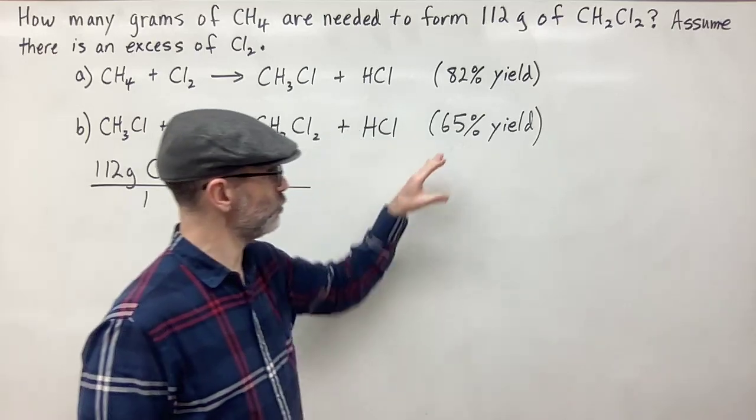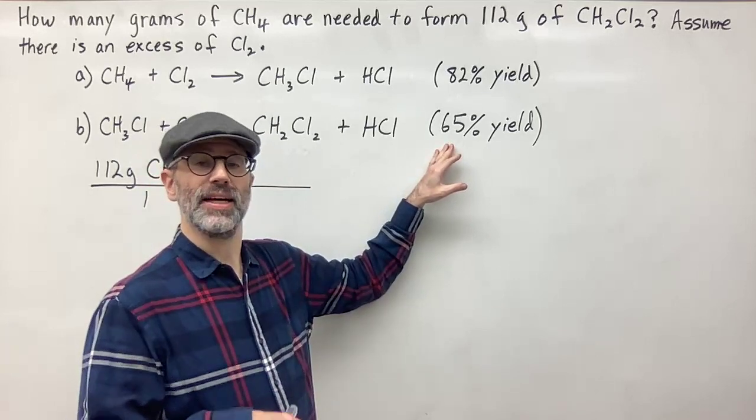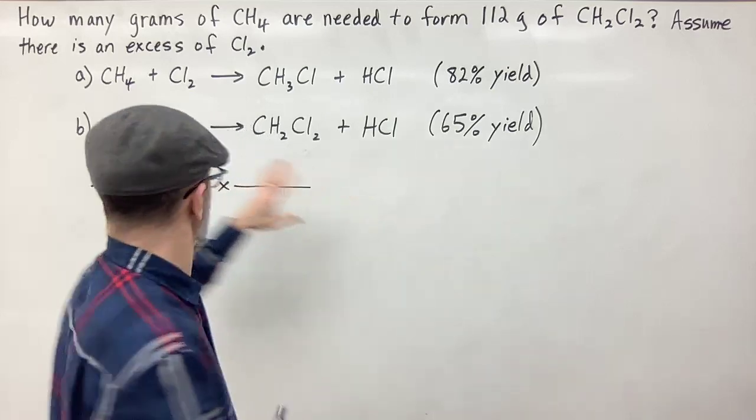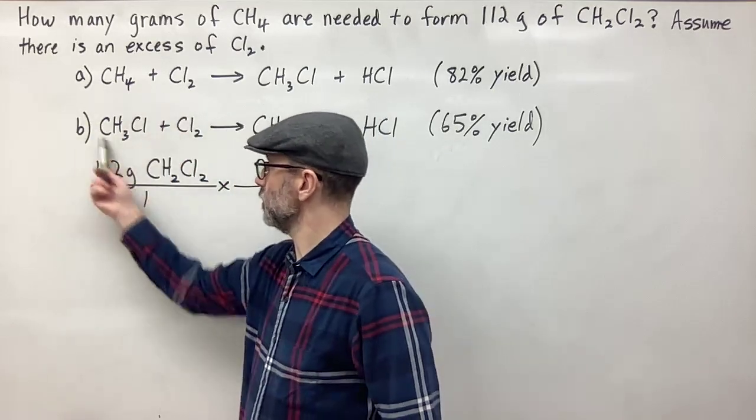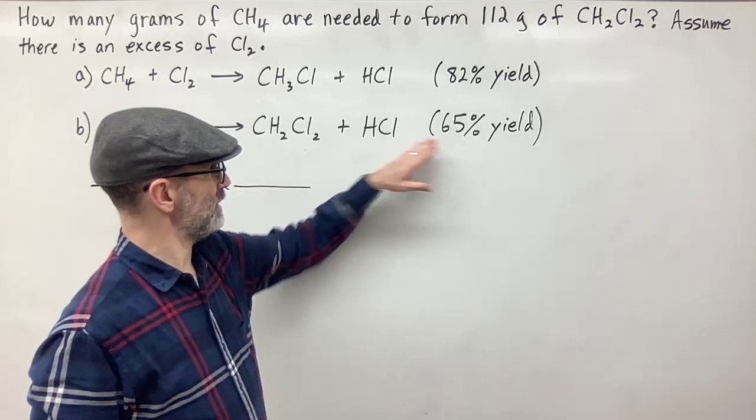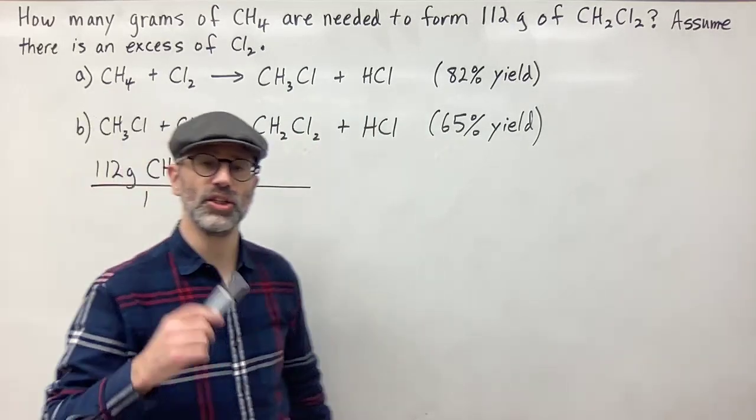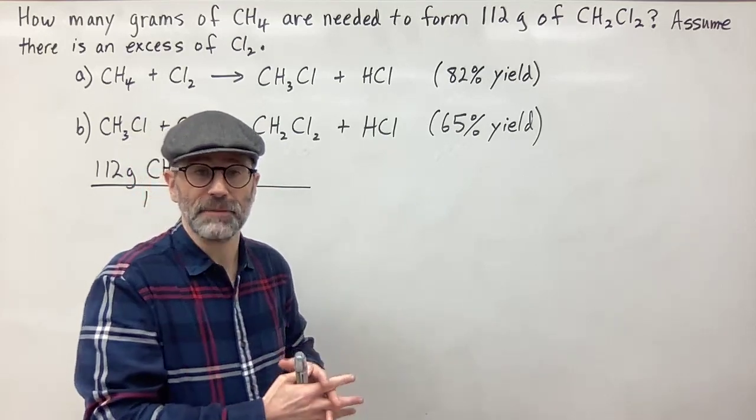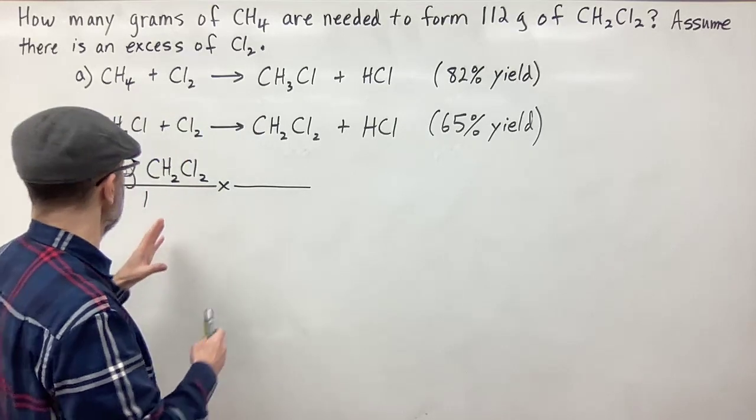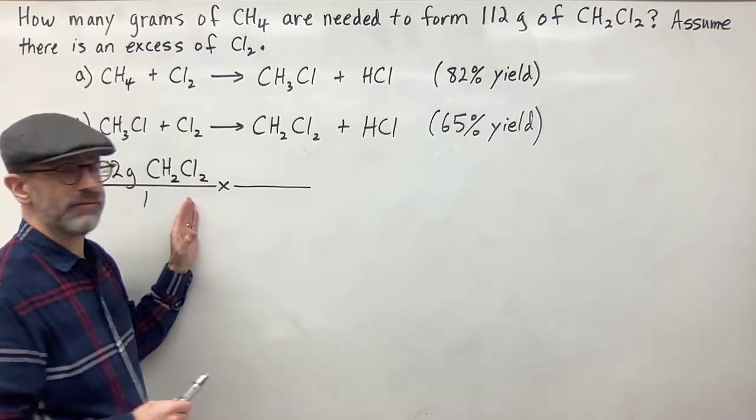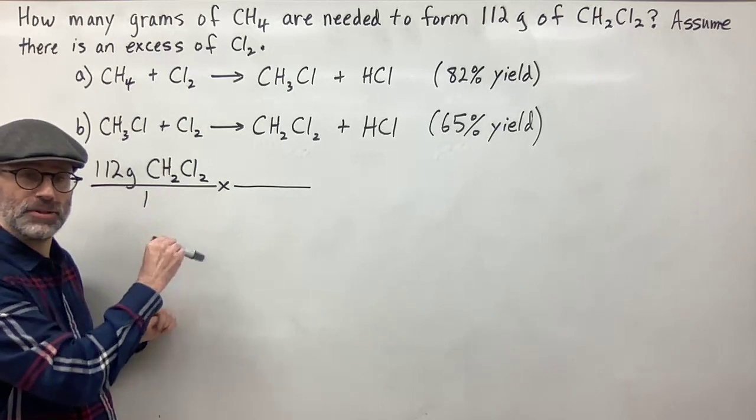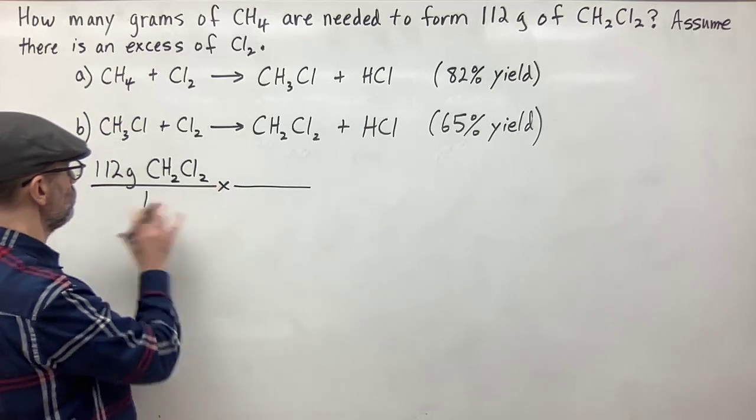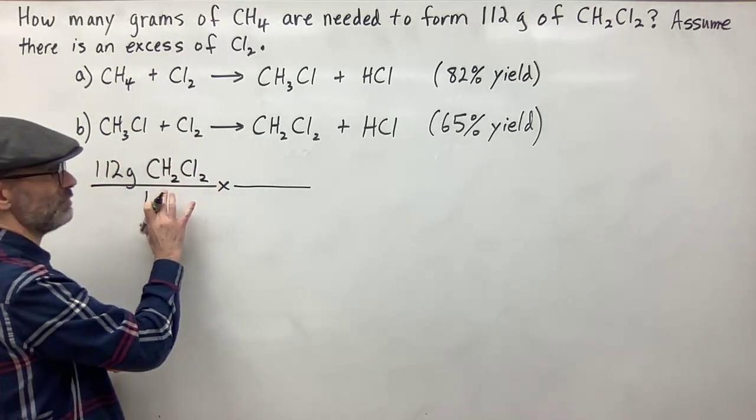Well, remember that 112 grams is only a yield of 65% of what you should get based on what we start with here. So this 112 is only 65% of what we theoretically should have gotten. So we lost 35%, and we need to make sure we get that 35% back. So we have to add 35%. So this gram amount is the 65%.